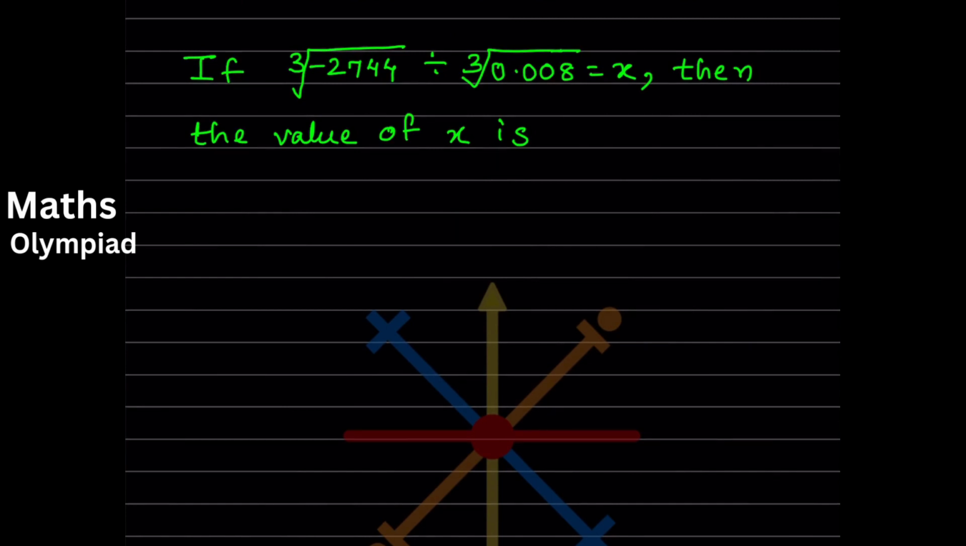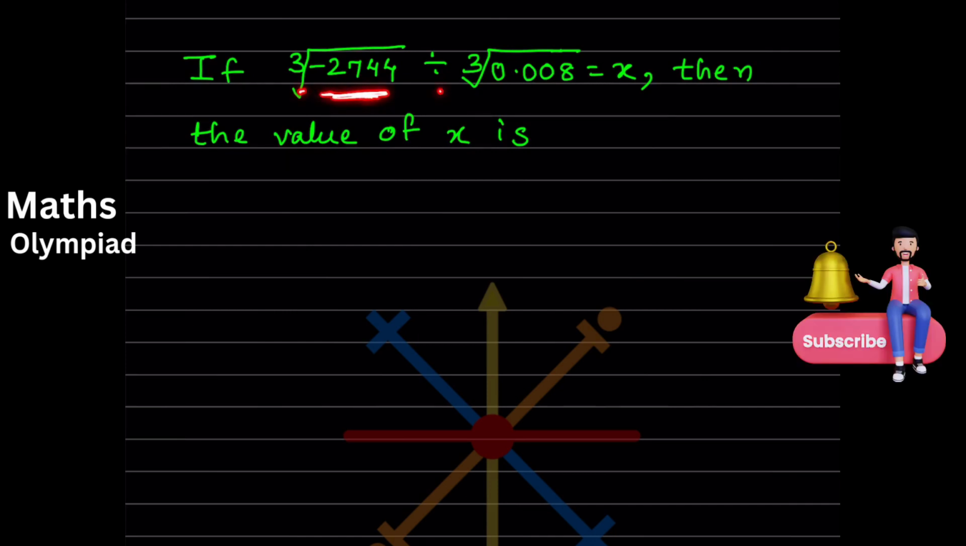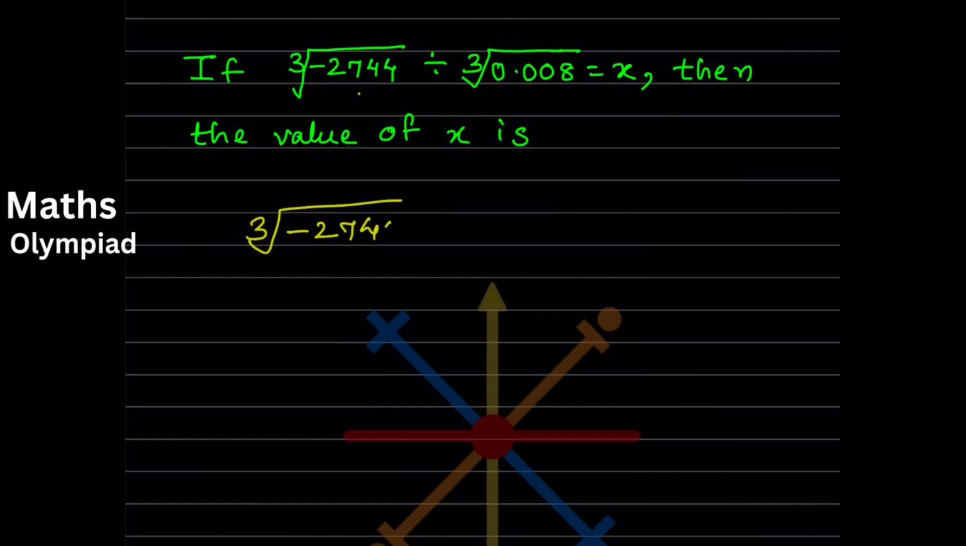So today you are going to do this one, how to solve this. Well, let us see how to solve this problem. It's given here: if the cube root of minus 2744 divided by the cube root of 0.008 is x, then we have to find the value of x. So what will you do first? We'll write this as it is down: cube root of minus 2744 divided by cube root of 0.008. Now let us take the factors of this one first.